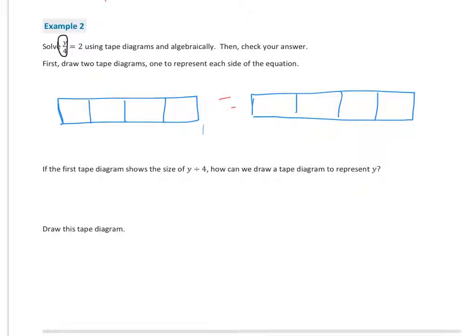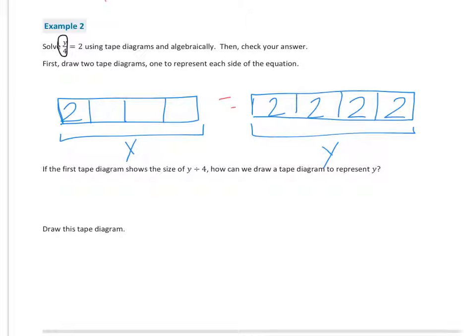So we know that this whole thing is y divided into 4 chunks. And so then we know that this would be y as well divided into 4 chunks. But each chunk is 2. So that means these chunks are 2, since they match. So that means 2, 4, 6, 8. Y equals 8.